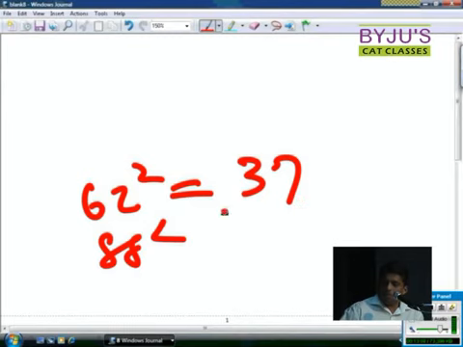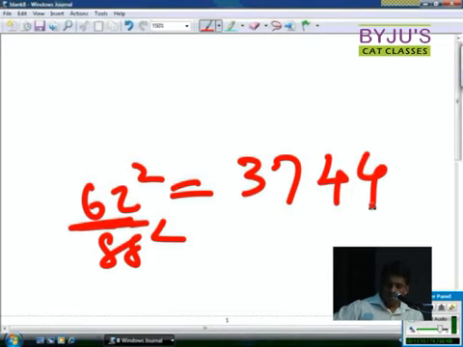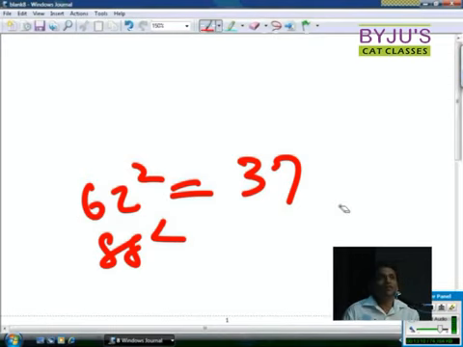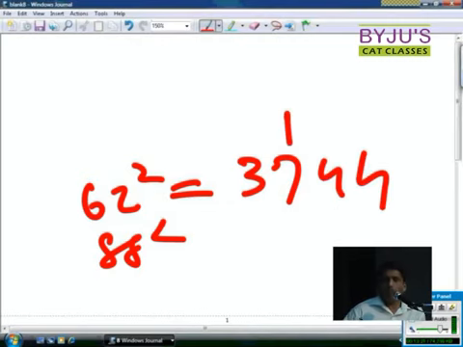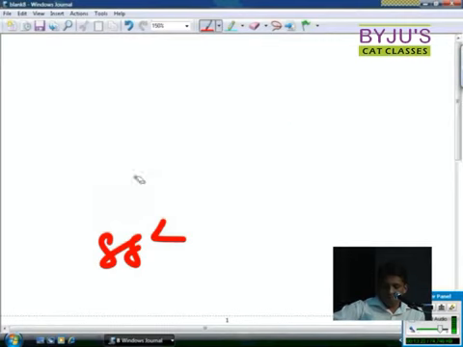Take the difference from 25, write it as the first two digits, 37. Then take the difference from 50 and write it as the last two. What is the difference from 50? 12. 12 square is 144. So 37, 44. Here itself we can eliminate.